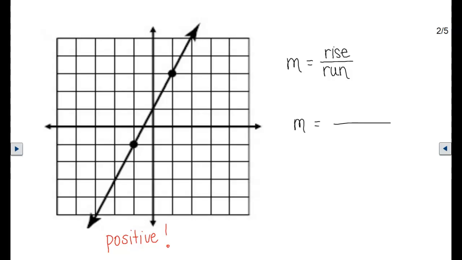Now remember what I asked you to do. Always start at the point that is furthest to the left, the leftmost point, which would be this point right here. So I'm going to start right here and I want to end right here.